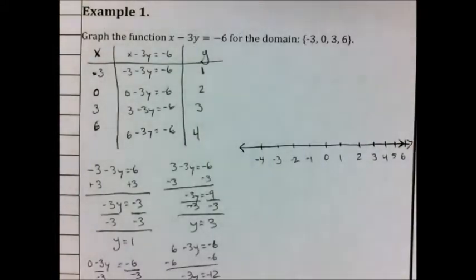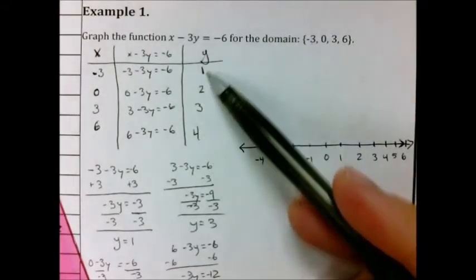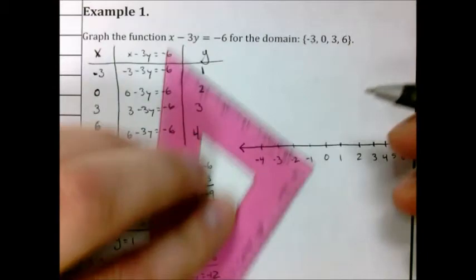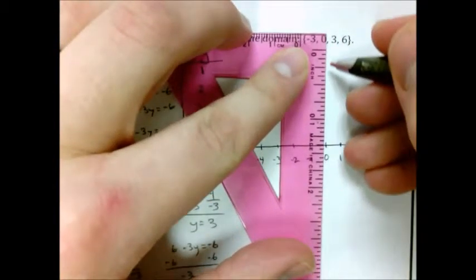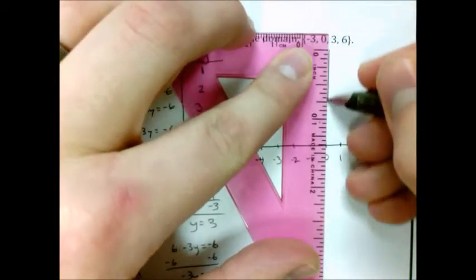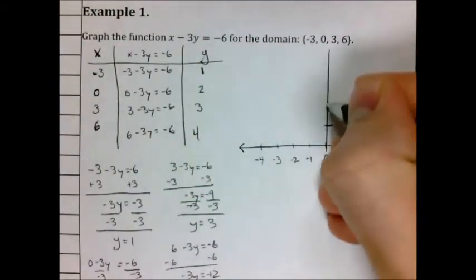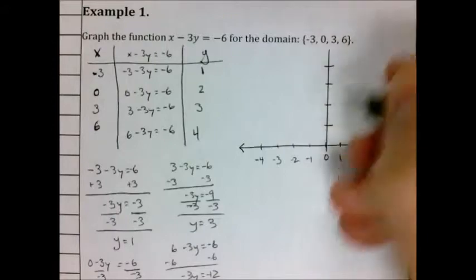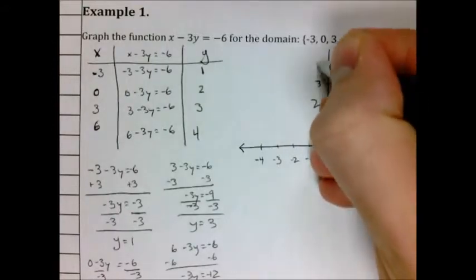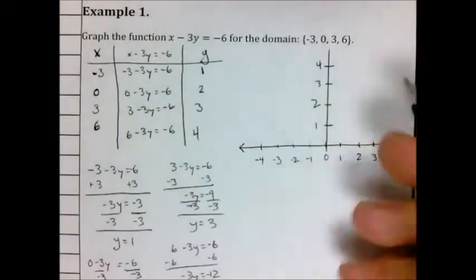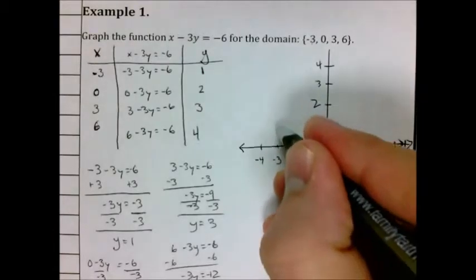Okay, and then we need to do a vertical line, and the vertical line just needs to have positive 1, 2, 3, and 4. Okay, so really we don't have to do much here. We're just going to have 1, 2, 3, and 4. And we see that when x is negative 3, y is 1. So we can put a dot there.